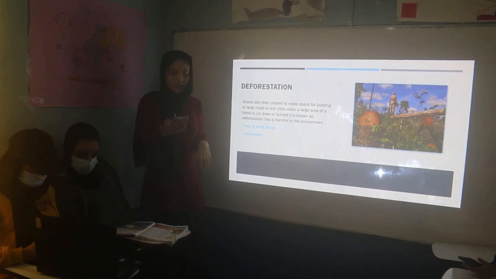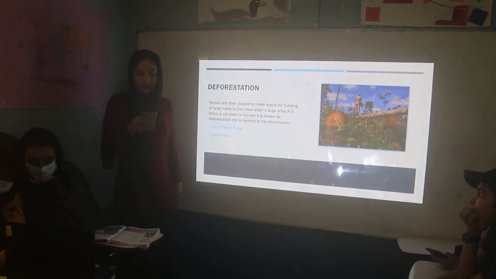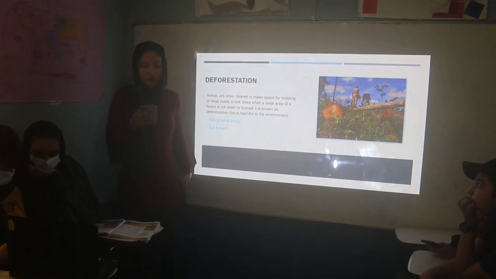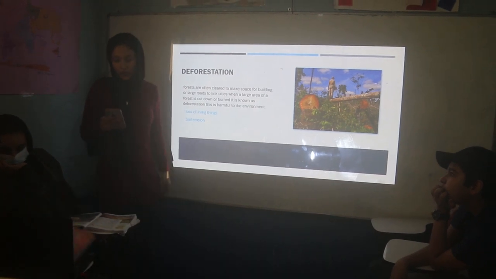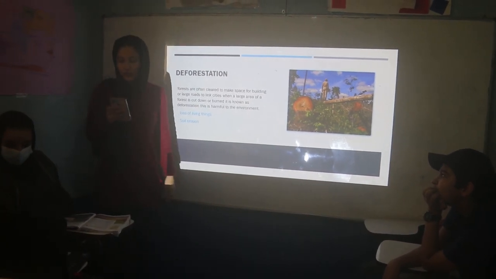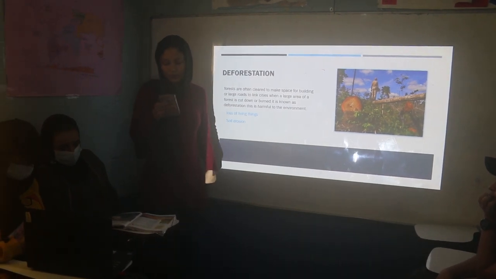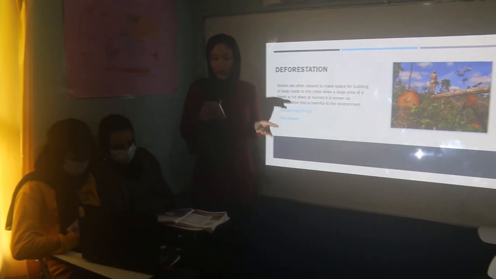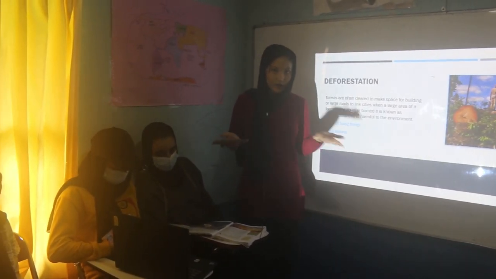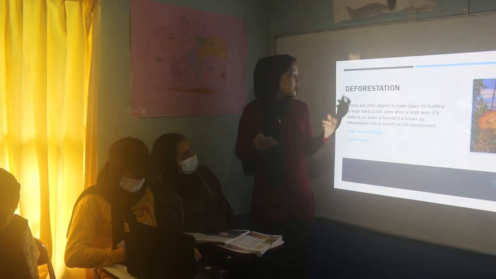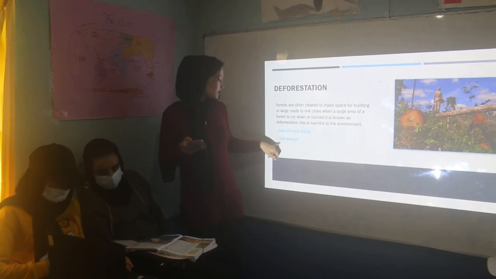Forests are often removed to make space for buildings or large routes to link cities. When a large area of forest is cut down or burned, it is known as deforestation. This is harmful to the environment. It has two parts: loss of living things and soil erosion.